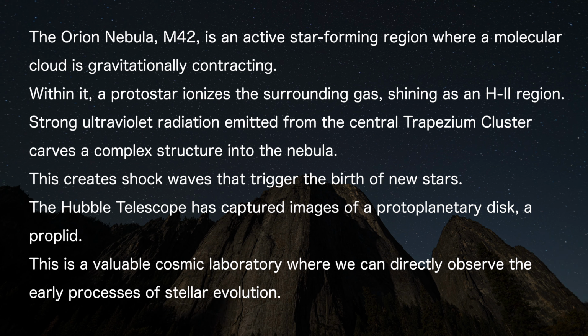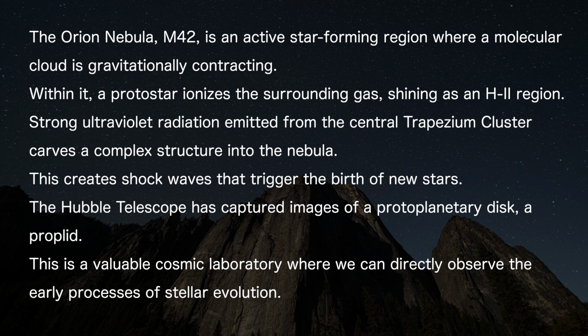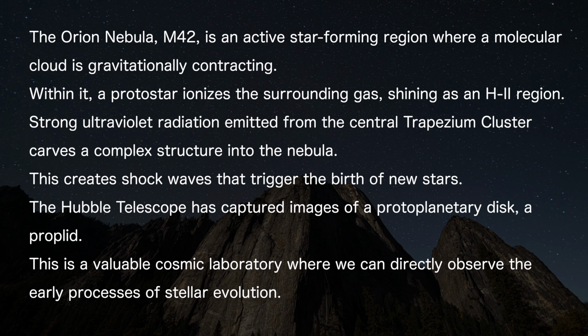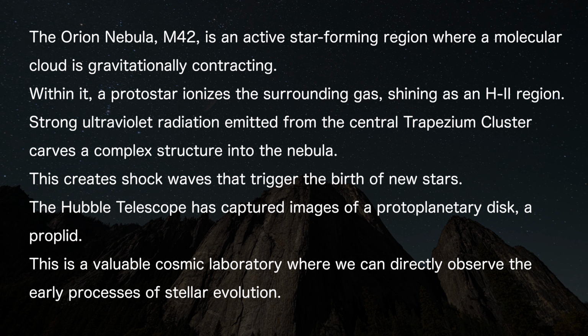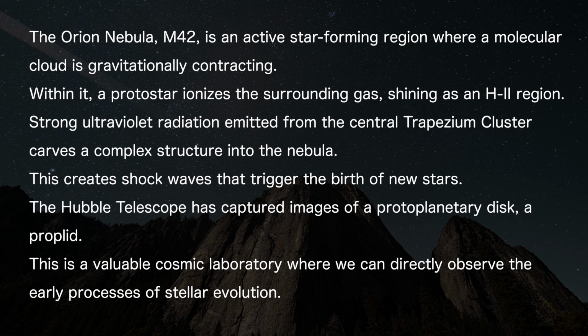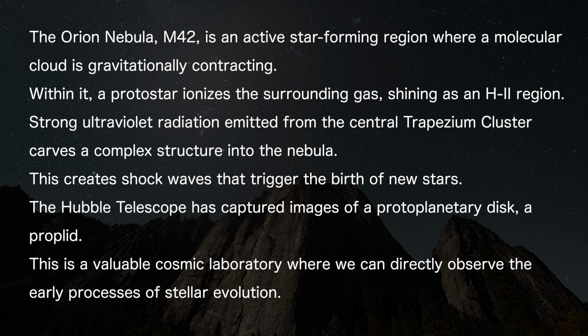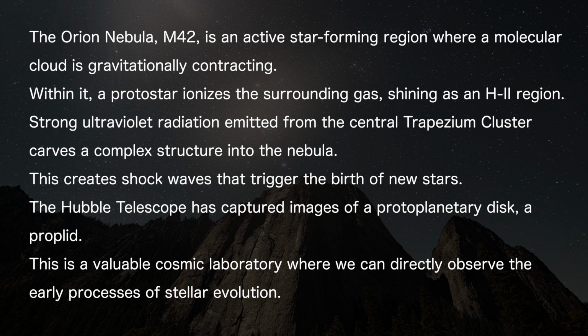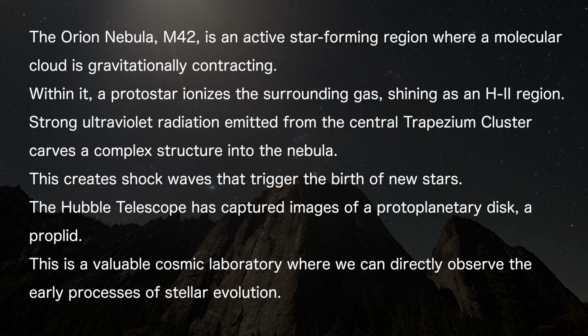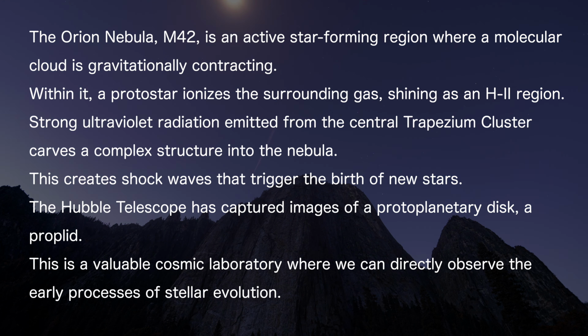The Orion Nebula, M42, is an active star-forming region where a molecular cloud is gravitationally contracting. Within it, a protostar ionizes the surrounding gas, shining as an H II region. Strong ultraviolet radiation emitted from the central Trapezium cluster carves a complex structure into the nebula. This creates shockwaves that trigger the birth of new stars. The Hubble telescope has captured images of a protoplanetary disk, a proplyd. This is a valuable cosmic laboratory where we can directly observe the early processes of stellar evolution.